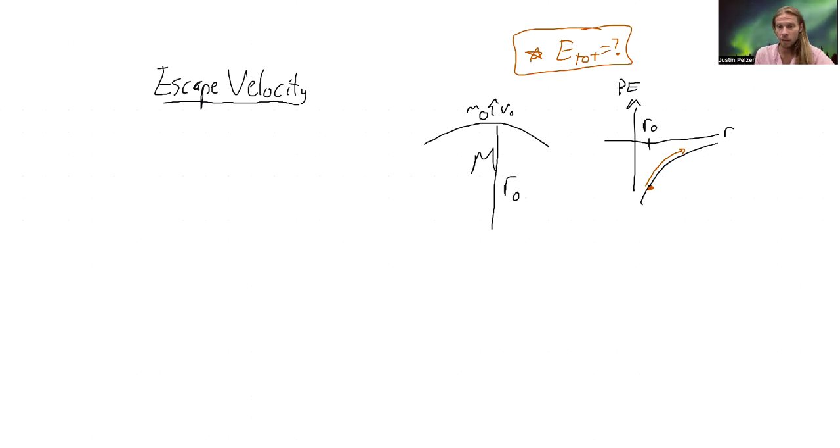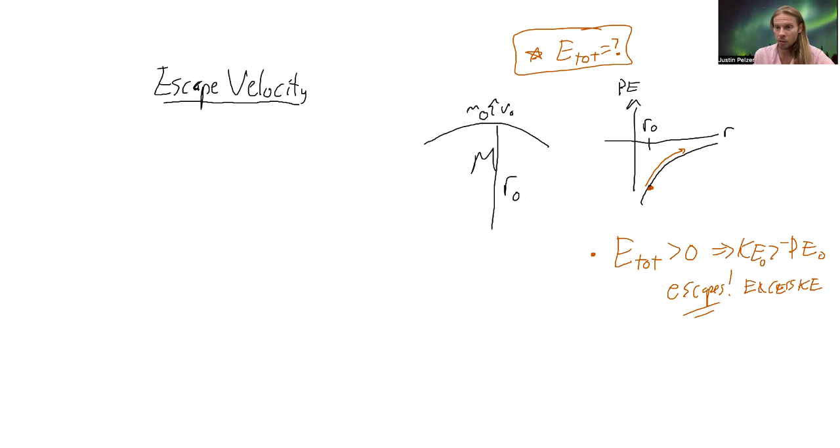What we discovered yesterday is that if E total is greater than zero, that means the kinetic energy is bigger than the potential energy well. I'll do that as initial, right? The kinetic energy initial is bigger than the potential energy well, and therefore it escapes. It has excess energy, it has excess kinetic energy.